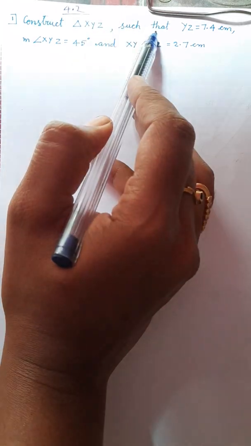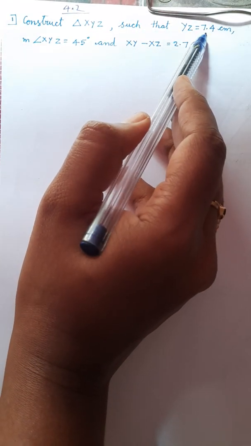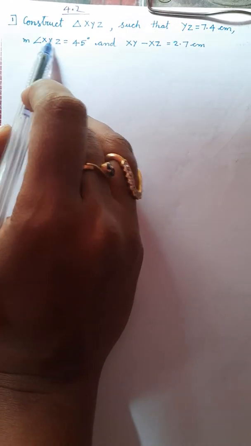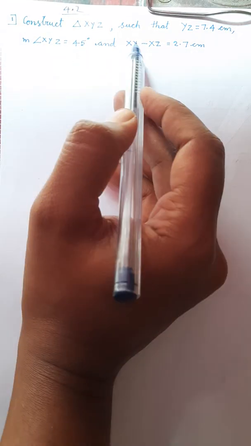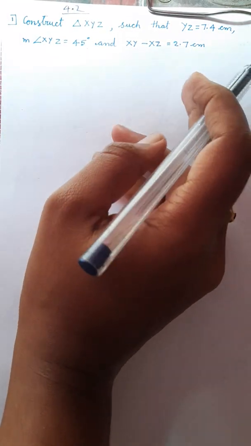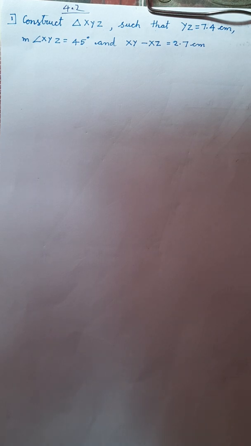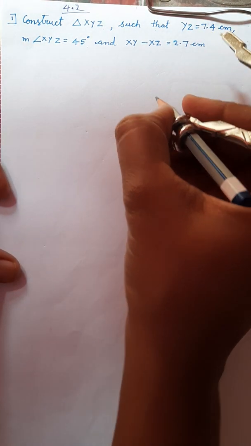Practice set 4.2. Question number 1. Construct triangle XYZ such that YZ is equal to 7.4 centimeters, angle XYZ equal to 45 degrees, and XY minus XZ equal to 2.7 centimeters. So according to the question, we will draw the figure, that is, the triangle XYZ.